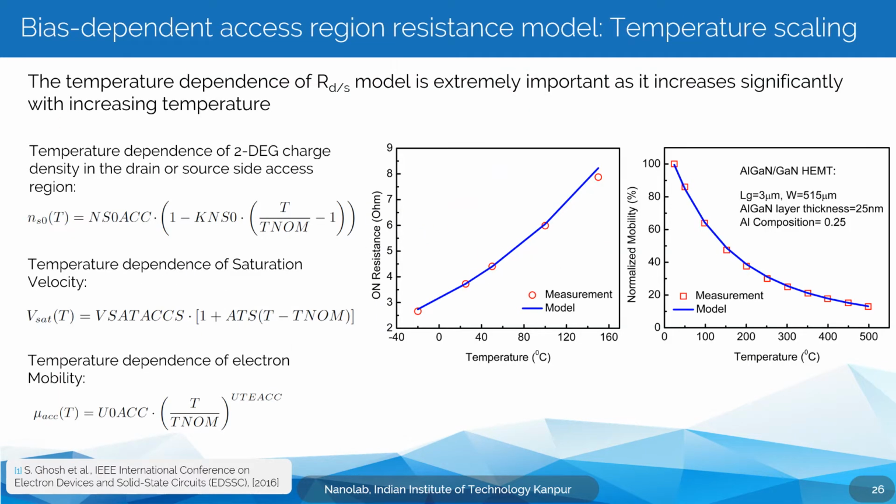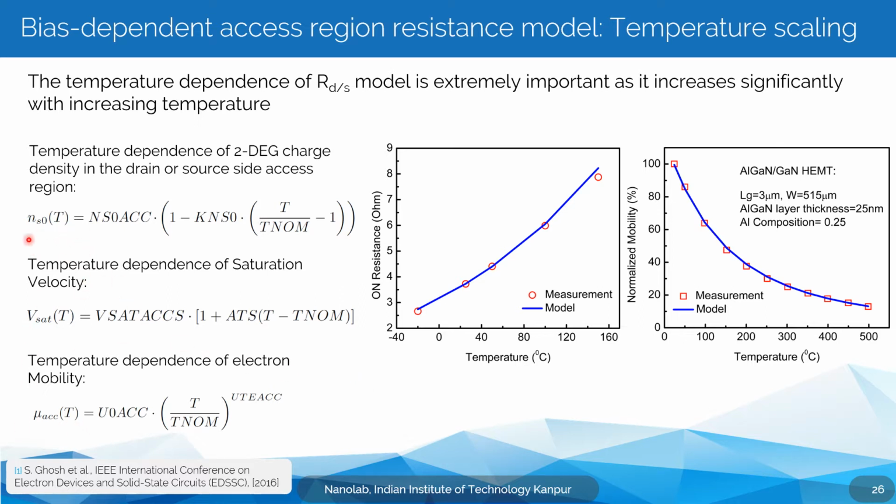Now the next thing we're going to talk about is the temperature scaling of the access region resistance model. As we mentioned before, the access regions are basically regions with a 2DEG concentration. You can think of them like transistors without gates, but they still have a 2DEG which allows the electrons to flow. Because of this 2DEG, they have a certain temperature dependence, and the ASM model captures that temperature dependence through these three equations.